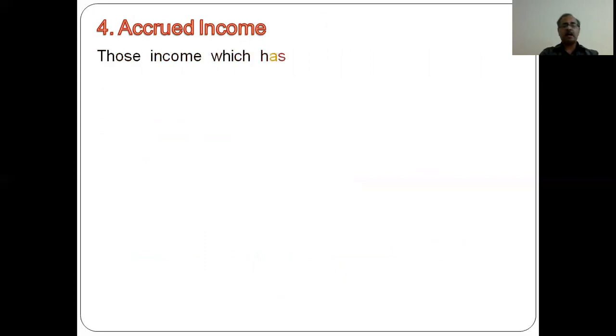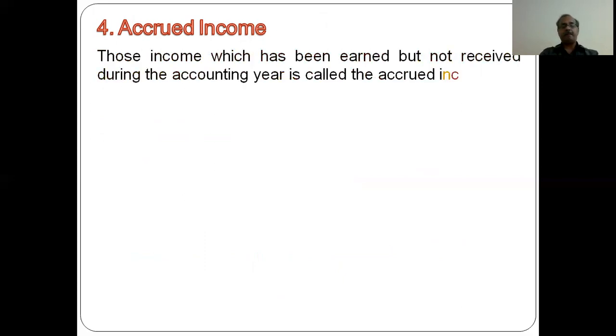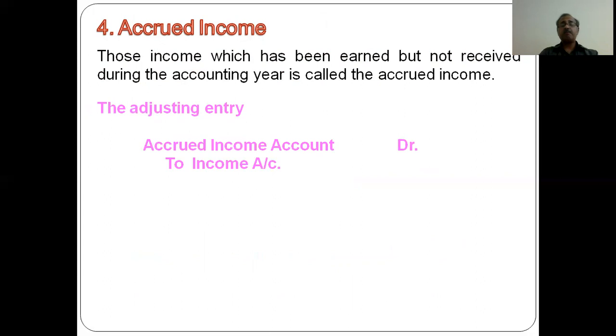The fourth adjustment is accrued income. The fourth and fifth are related to income. So always remember that income will always be showing on the credit side of the P&L account. Accrued income means those incomes which have been earned but not received during the accounting period. We are supposed to receive this income during this year but have not yet received it. Such incomes are called accrued income.